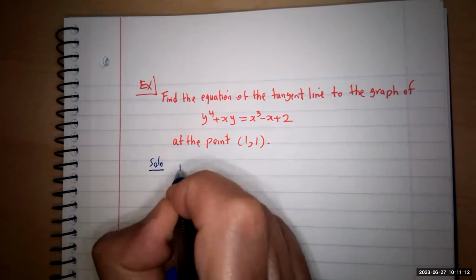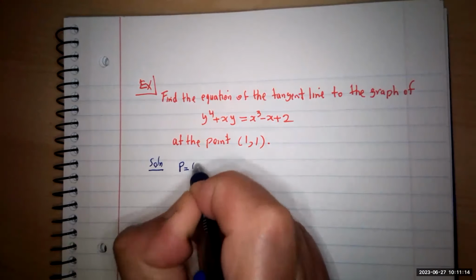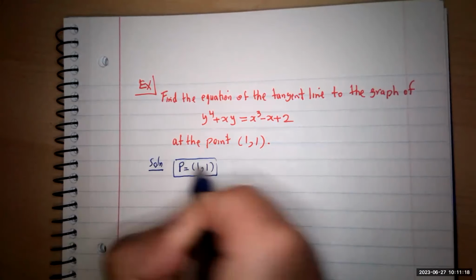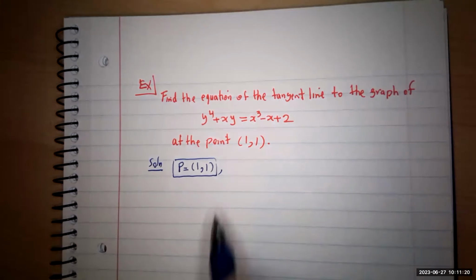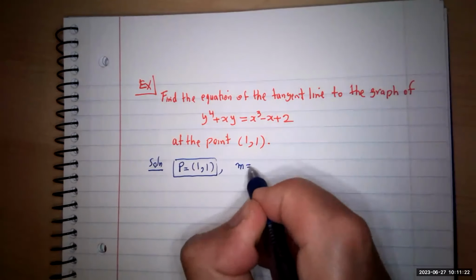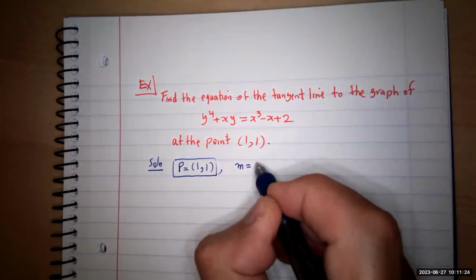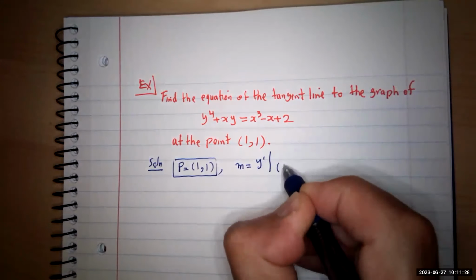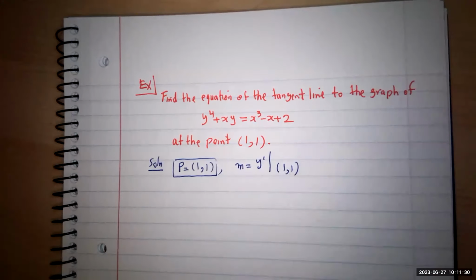So we have a point, just (1, 1). So that's going to be your point. We need the slope. It's an implicitly defined function, so the slope would be y prime, evaluated at (1, 1). This means you find the derivative of the equation, replace the x by 1 and y by 1 first, and then you find the slope.